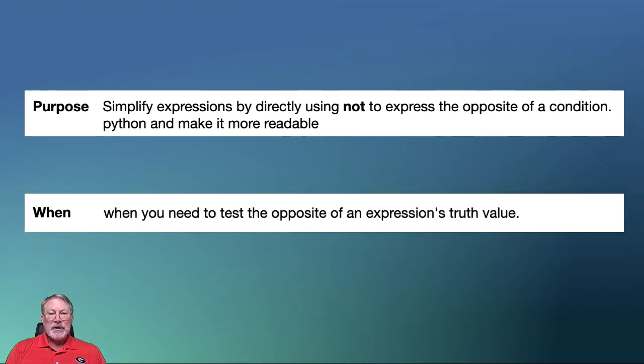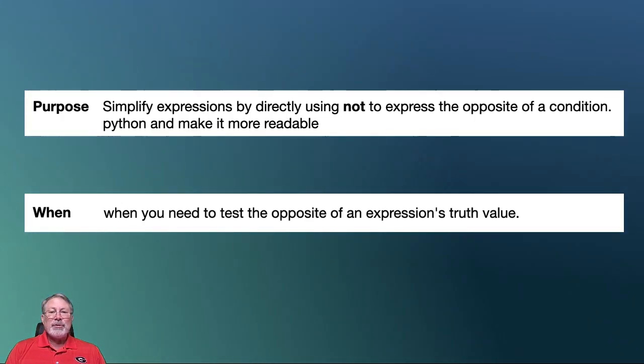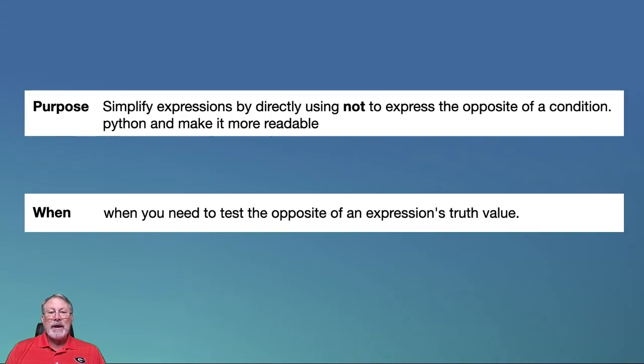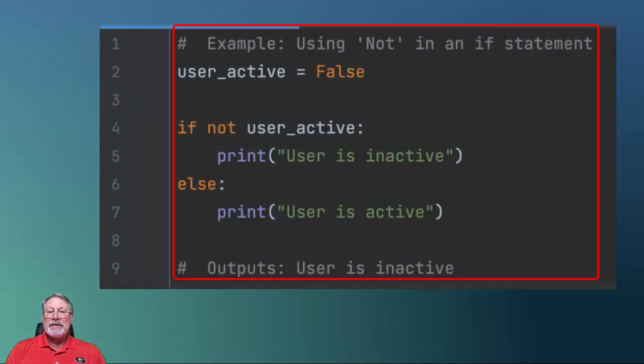Use the not keyword when you need to test the opposite of an expression's truth value. It's particularly handy in if statements, while filtering data, or in any situation where the logic of your program depends on negating a condition. Let's put not into action with a clear example.